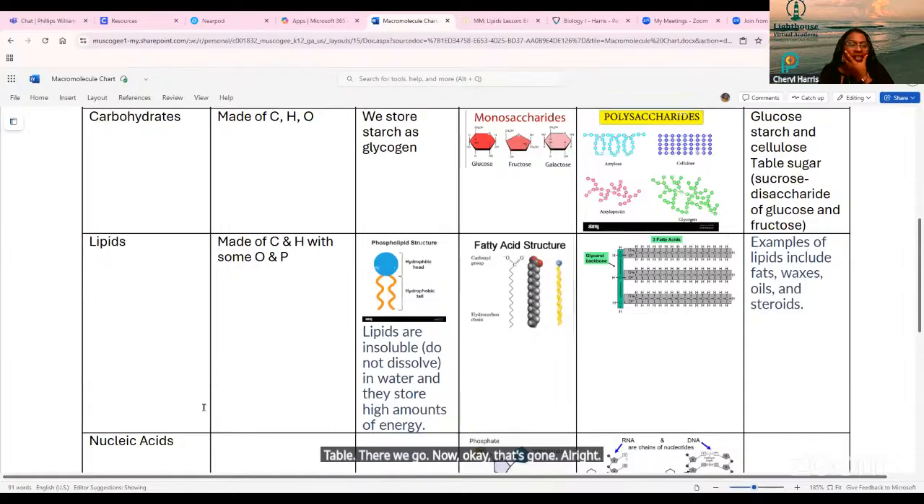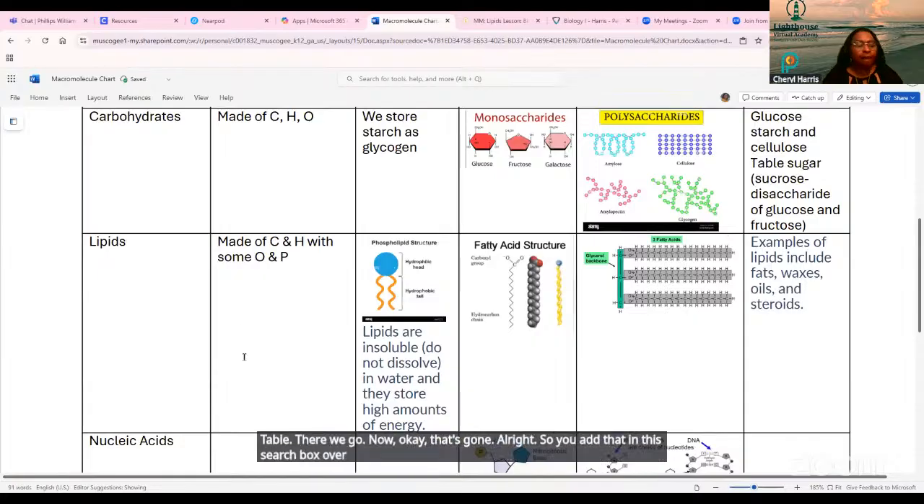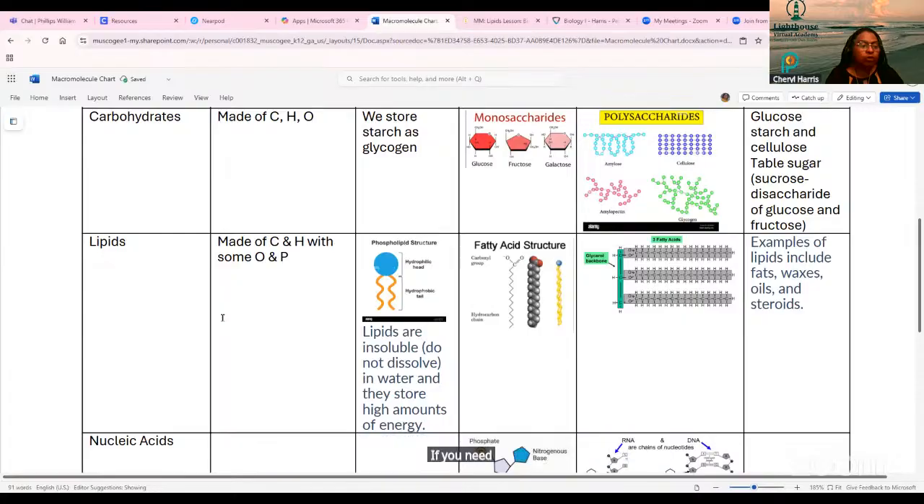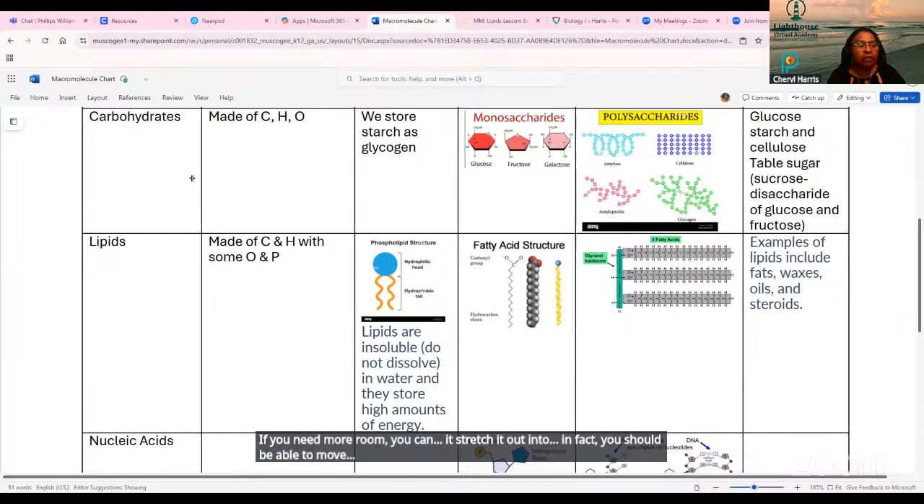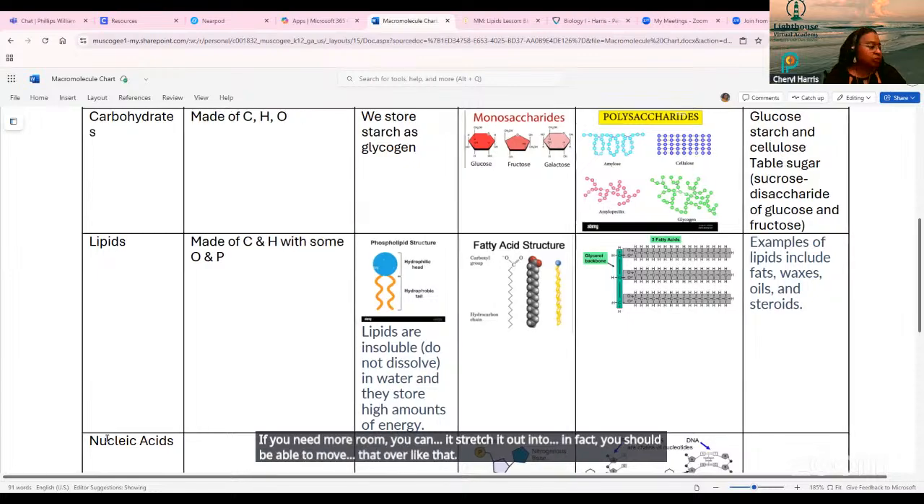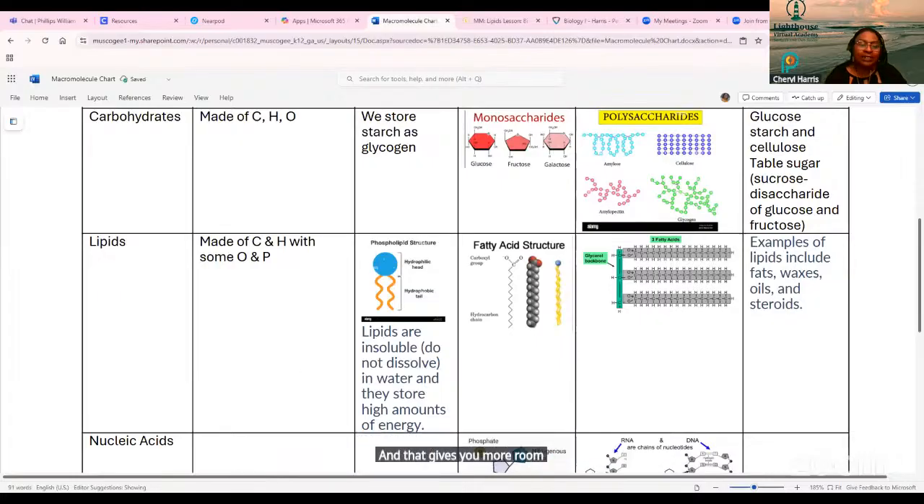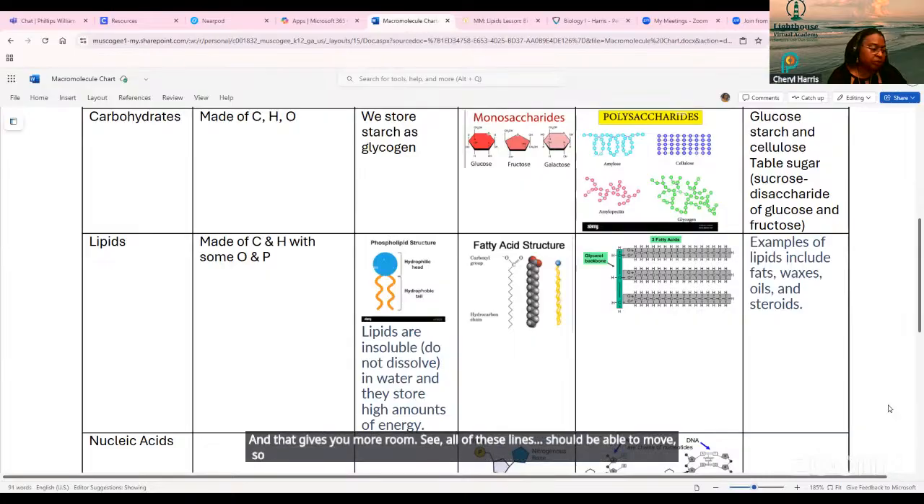So you add that in this first box over here. If you need more room, you can stretch it out. In fact, you should be able to move that over like that, and that gives you more room. See, all of these lines should be able to move so it'll accommodate whatever information you want to put in that box.